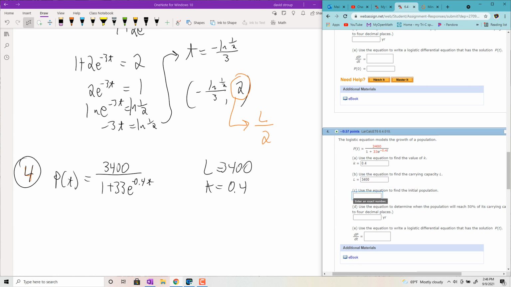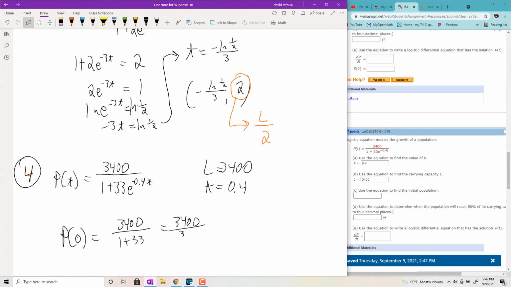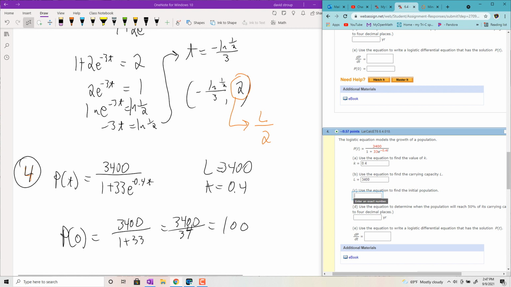Use the equation to find the initial population. So plug in 0 for t, the initial population at time 0. You get 3400 all over 1 plus 33, which is 3400 divided by 34, which is 100. So 100 people in the beginning.